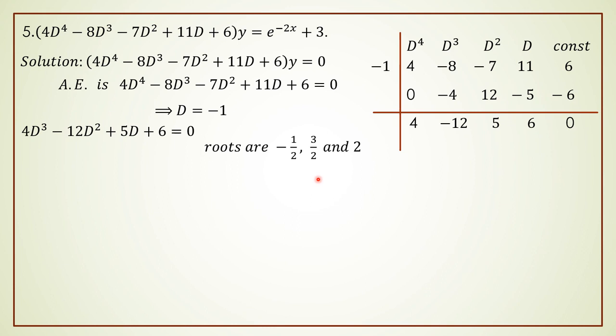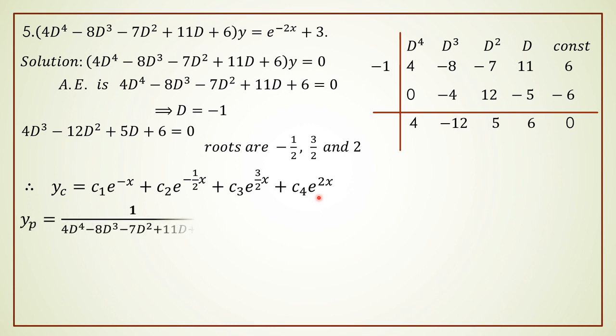So the roots of the auxiliary equation over here are minus 1, minus half, 3 by 2 and 2. Hence the complementary function can be written as yc is equal to c1 e to the power minus x plus c2 e to the power minus half x plus c3 e to the power 3 by 2 x and c4 e to the power 2x. Okay. That completes the first part of the question.